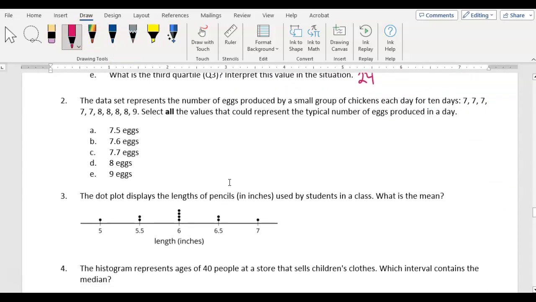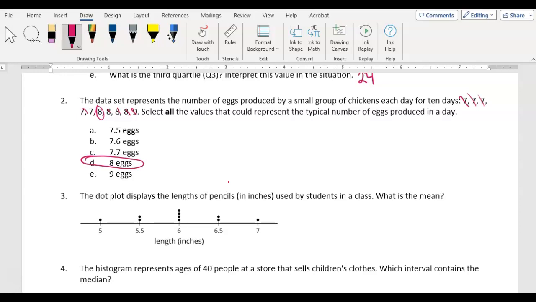All right, number 2 says the data set represents the number of eggs produced by a small group of chickens each day for 10 days. So 7, 7, 7, 7, 8, 8, 8, 8, and 9. Select all the values that could represent the typical number of eggs produced in a day. So the typical number of eggs produced in a day could be the mean or the median. So if we look at our numbers, crossing them out one at a time, or I can do 2 at a time, 8 is our middle number. So 8 is our median, right? So that could be our typical number of eggs.